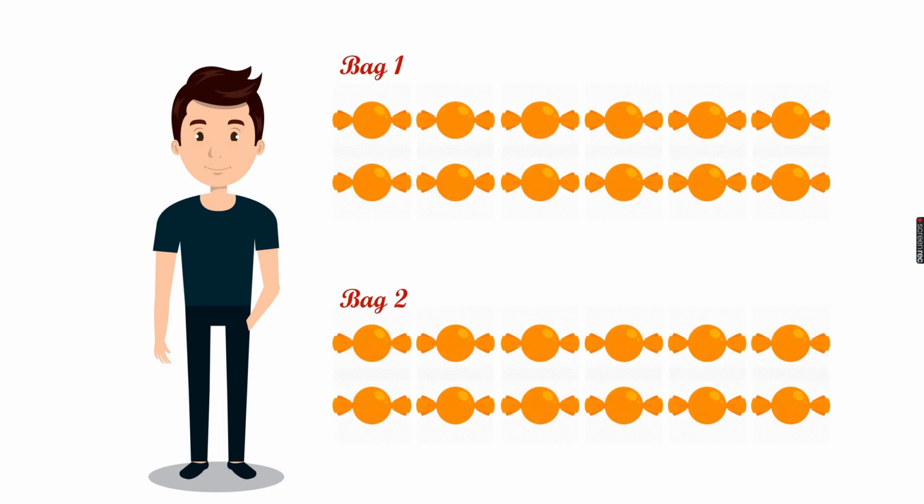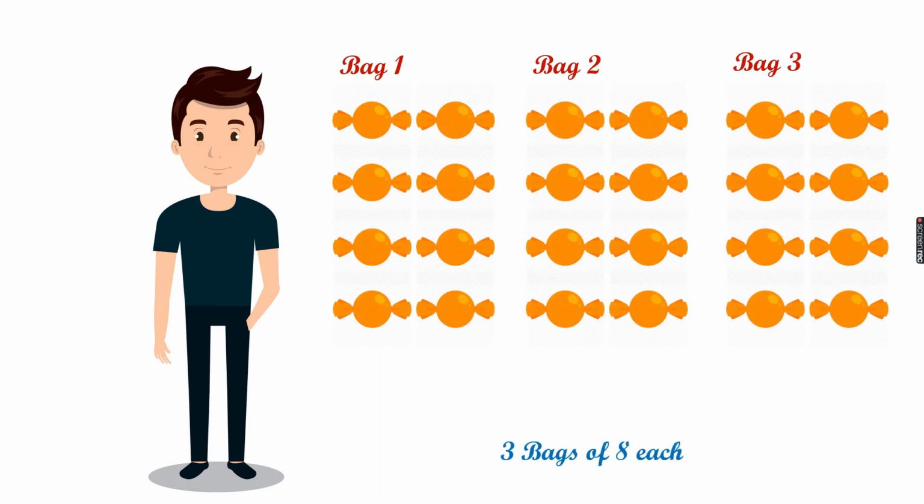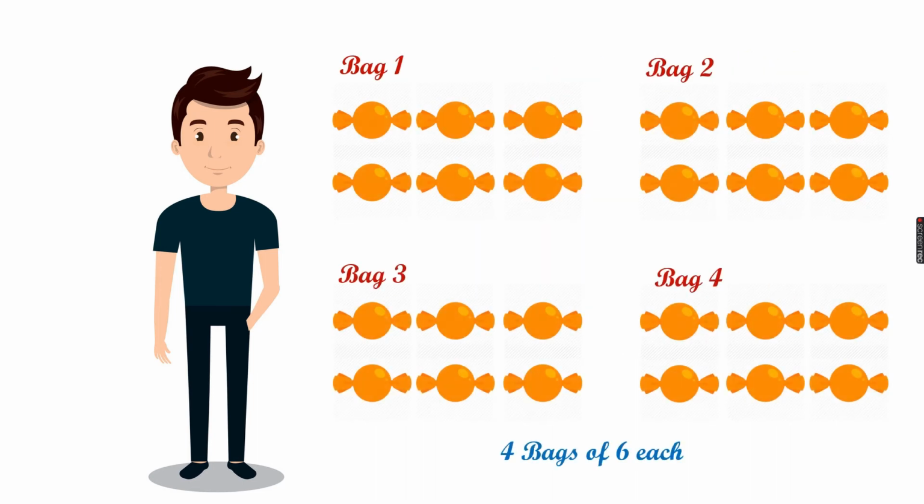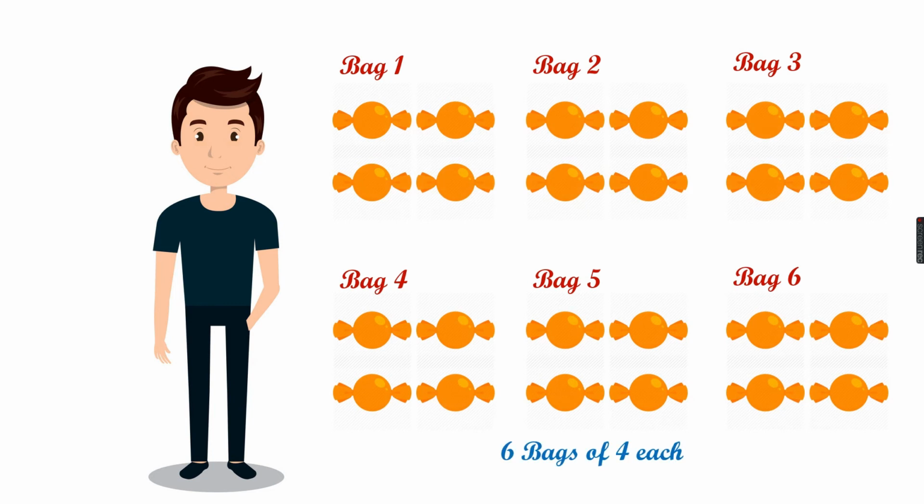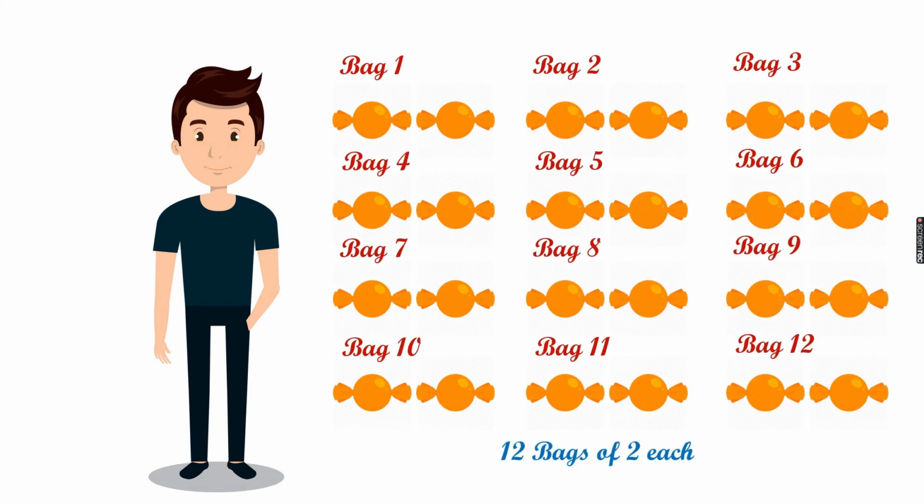Or he can make 2 bags of 12 candies each. 3 bags of 8 each, 4 bags of 6 each, 6 bags of 4 each, 8 bags of 3 each, or 12 bags of 2 each. These are all the possible combinations that he can make to put all of these candies into different bags equally. Pretty simple.